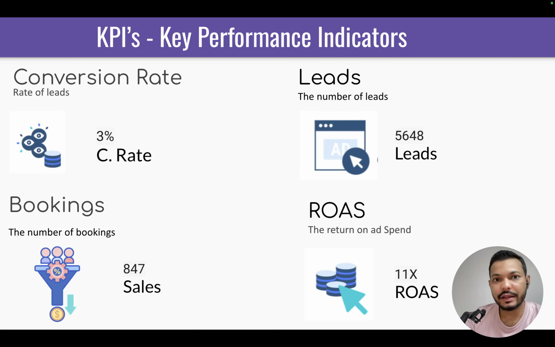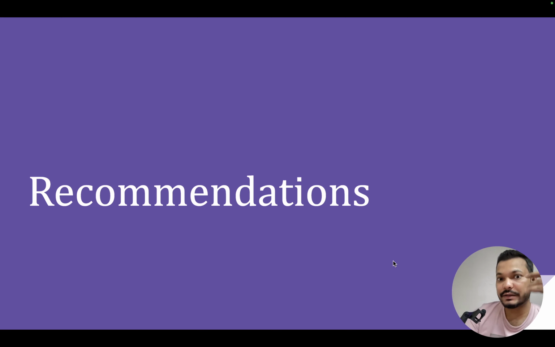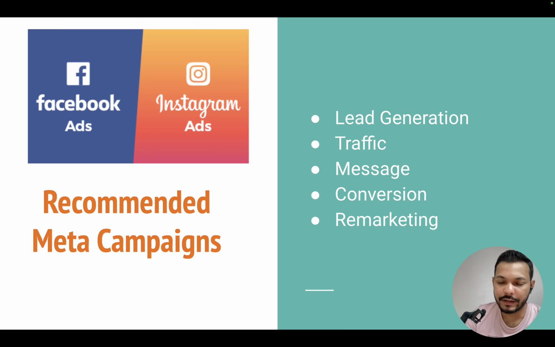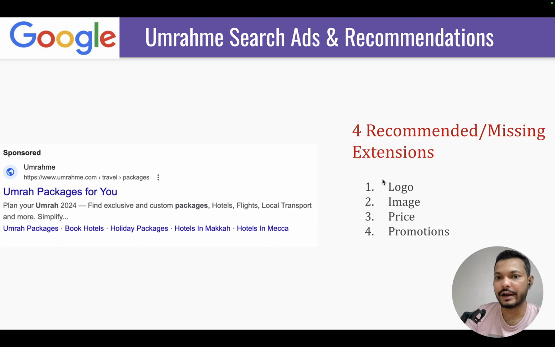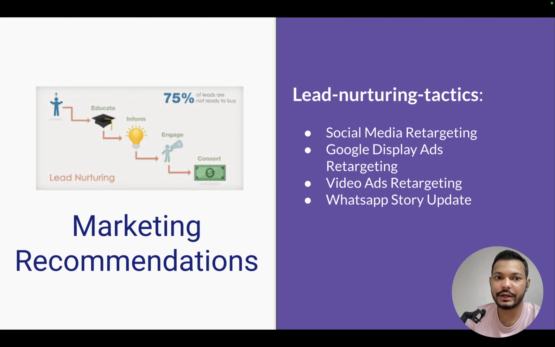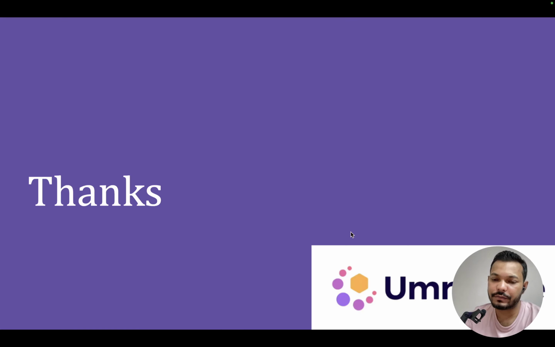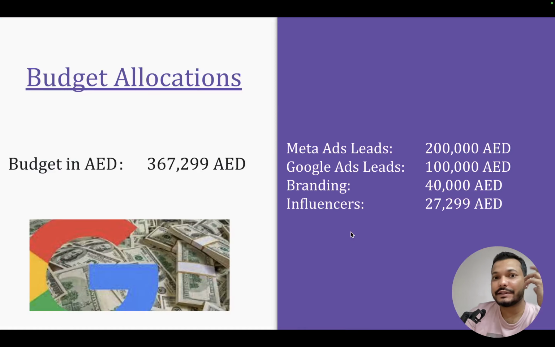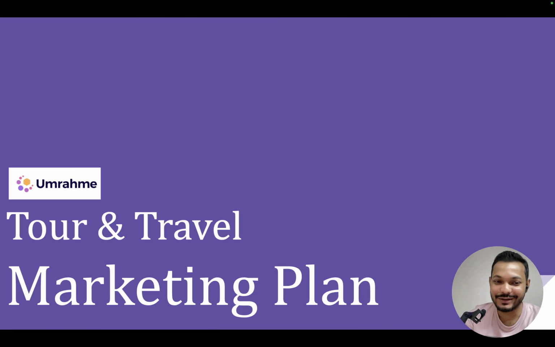Then we have the KPIs, which means key performance indicators. We have a total number of leads of 5,648, conversion rate of 3%, total number of bookings of 847, and ROI is around 11x. And that's how we have our media plan. Then we have additional recommendations: the recommended Meta campaigns, lead gen, traffic, message conversion, remarketing, the recommended Google ad campaigns, the recommended ads on Google, how they should have the ads on Meta as well, and the additional marketing recommendations. And that's it.